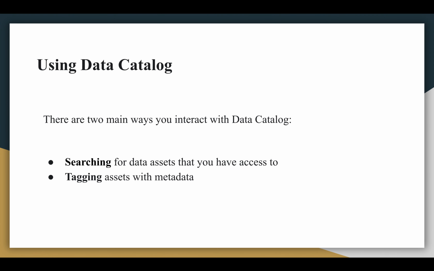Next, we are going to see using Data Catalog. There are two main ways to interact with Data Catalog. First is searching, second is tagging. Searching for data assets that we have access to, and tagging assets with metadata. In addition, Data Catalog can leverage the results of a Cloud Data Loss Prevention scan to identify sensitive data directly within Data Catalog in the form of tag templates.